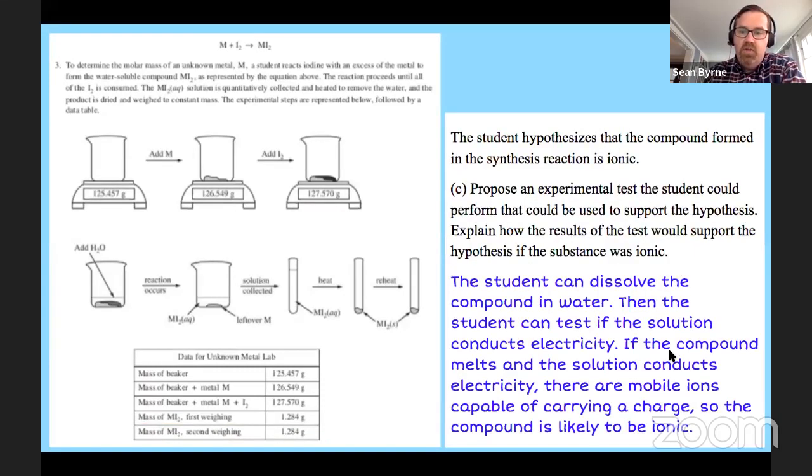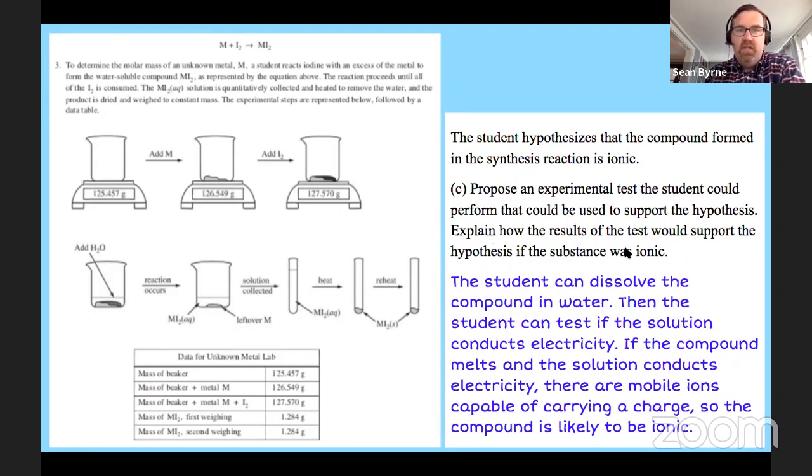Lastly, I'm going to show you two different student responses for how they proposed an experiment to test whether this was an ionic compound or not. Okay, the first student suggested that we dissolve the compound in water and then test if the solution conducts electricity. Now, what's nice about this student's response is they not only said we should test it for electricity, they also explained how the results of the test would support the hypothesis, right?